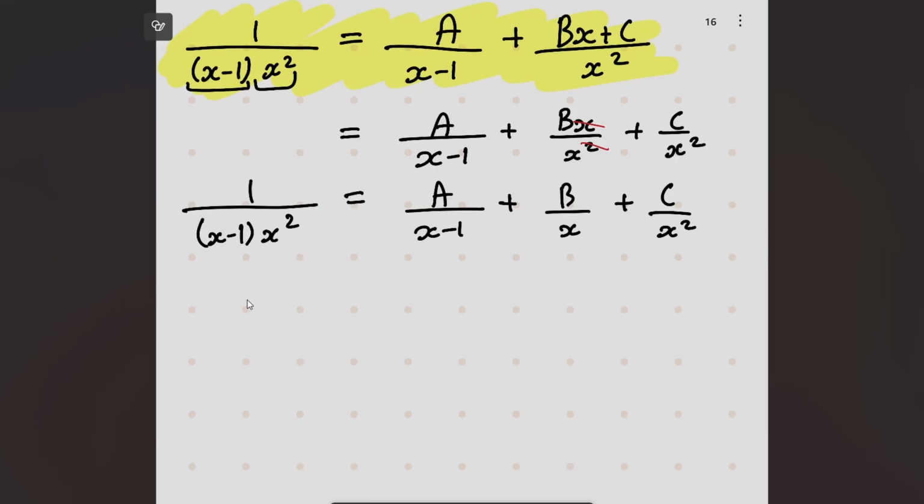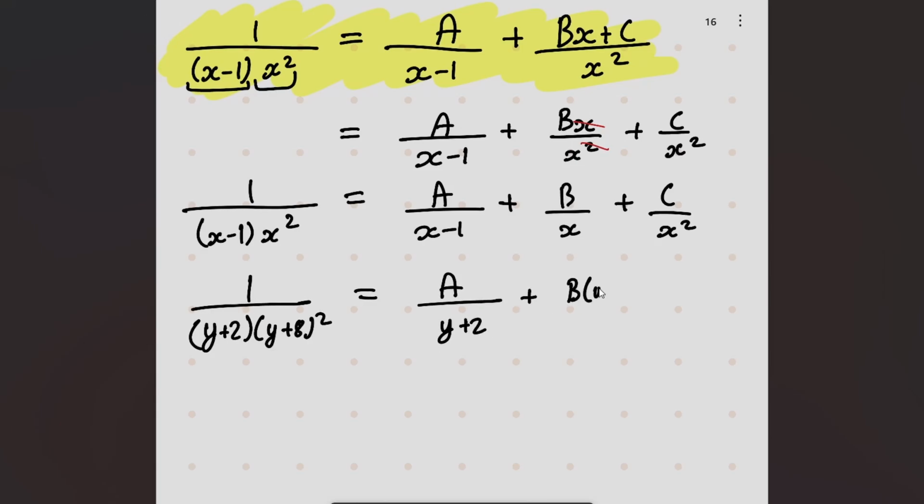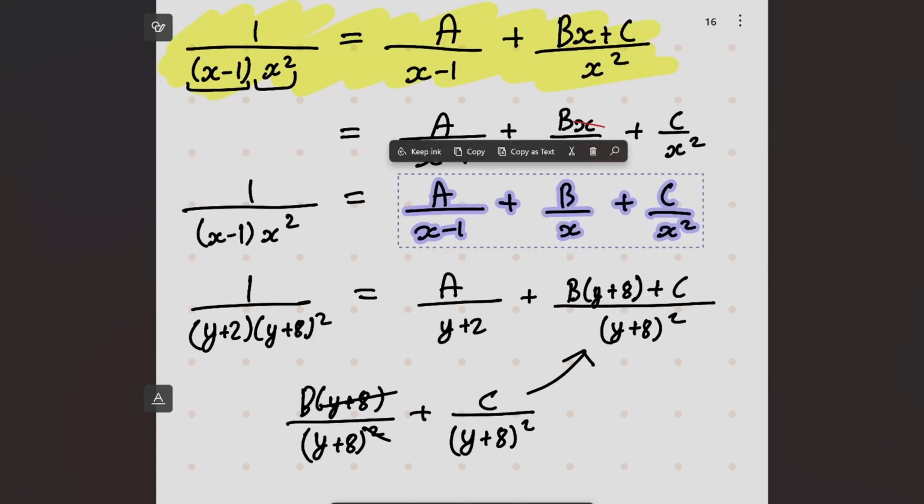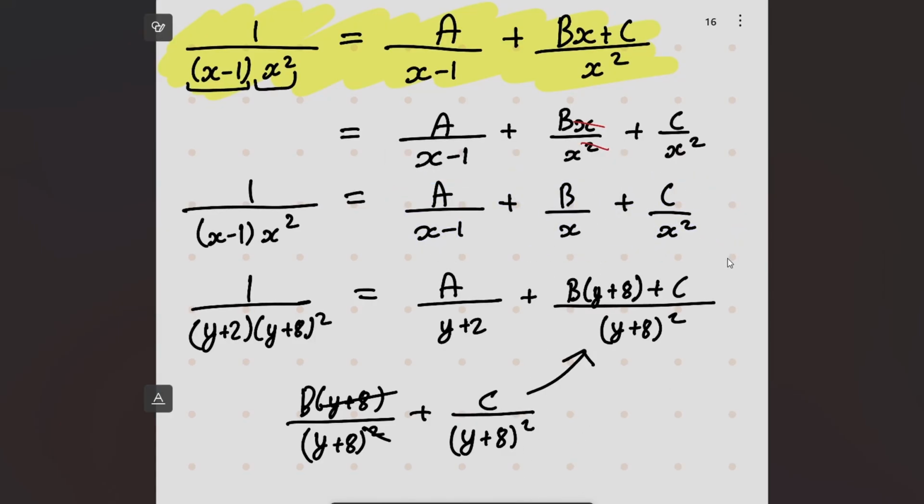So what I mean by that is, say you had y plus 2 and y plus 8 squared. So what you're going to get is A over y plus 2 plus B times y plus 8 plus C over y plus 8 whole squared. And then split this into B times y plus 8 over y plus 8 whole squared plus C over y plus 8 whole squared. And you can simply cancel that out. And it's better that you just write this format as it is without the whole deriving part.